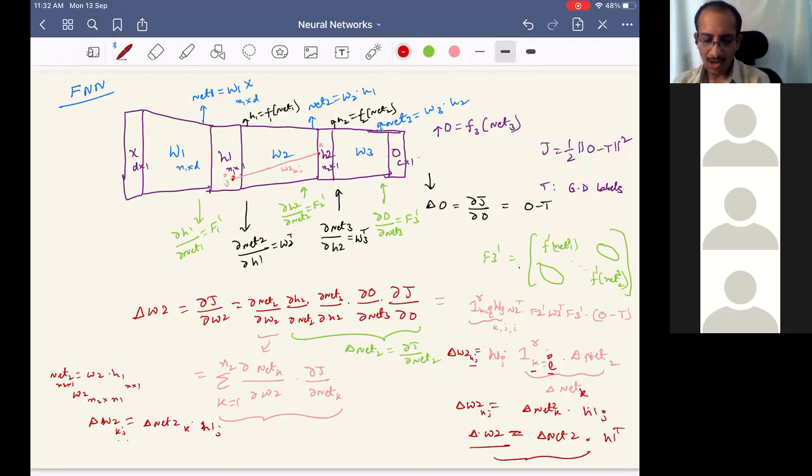How many rows and how many columns are there in this delta W2? It has N2 rows, because k is the row index, and N1 columns. So how do I write this? I can write it using delta net 2 and H1. I want to compose this matrix delta W2, whose dimension should be N2 cross N1: N2 rows and N1 columns. So whichever comes in columns will come with a transpose. That's all.